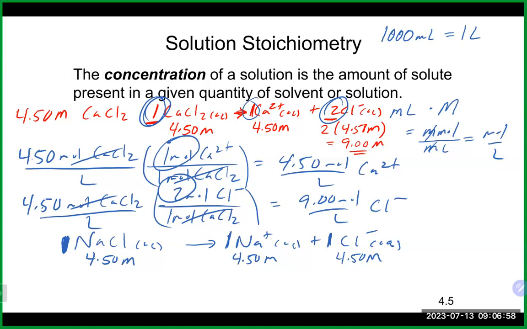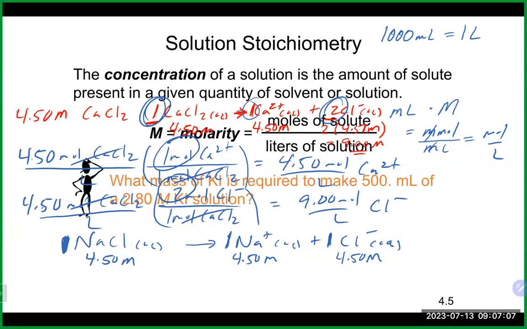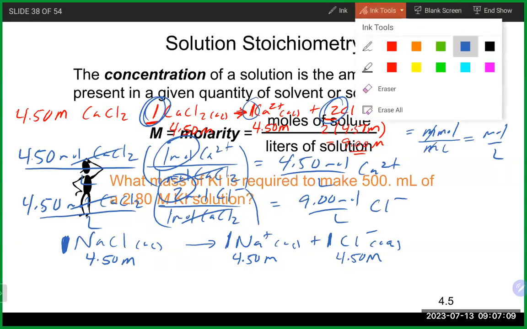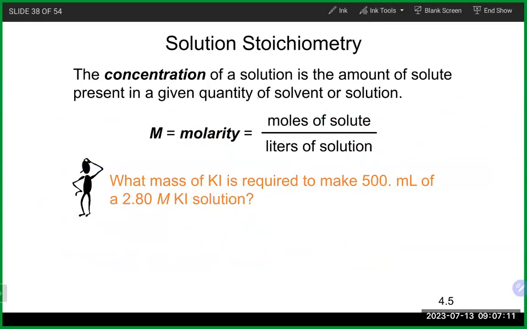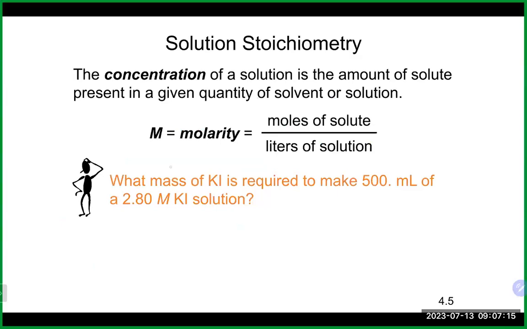Okay, so let's take a look at an example now that I scribbled all over this page here. All right, so why don't you give this one a go? What is the mass? So how many grams of KI is required to make 500 milliliters of a 2.8 molar KI solution.